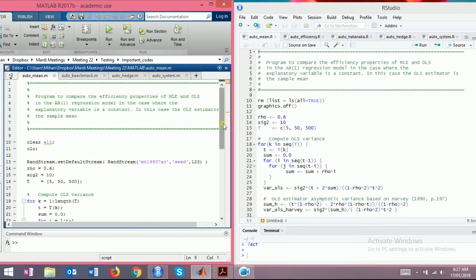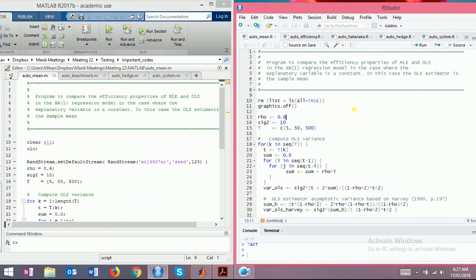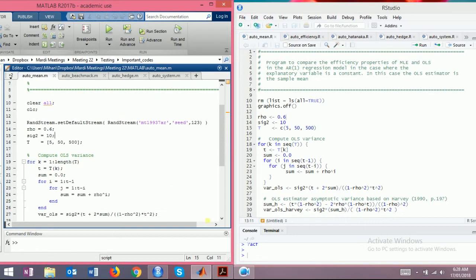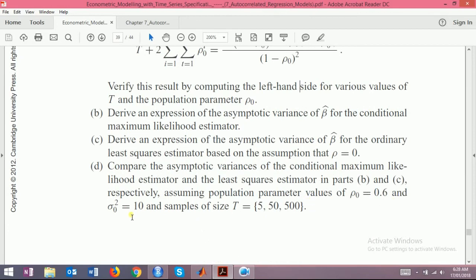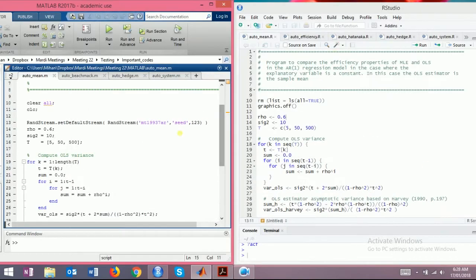So this is auto mean. Is there any local function? No, I don't think there is any local function. I think this is quite an easy program. So we clear the list, rm remove object, then graphics off, then set.seed 1234 with the Mersenne twister kind, then rho is given as 0.6, sigma square is given as 50. You see, this information is given to us: 0.6, sigma square 50, and the sample size t is 500, which we represent in a column.